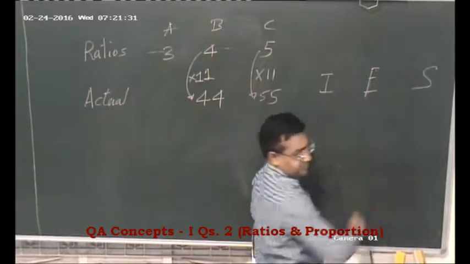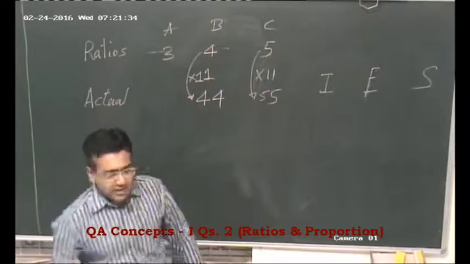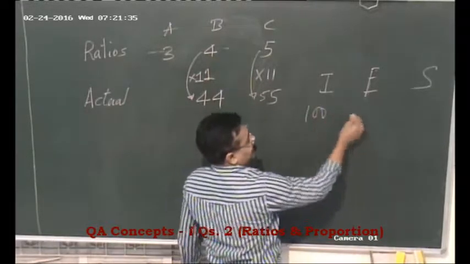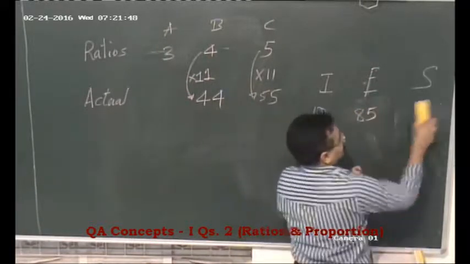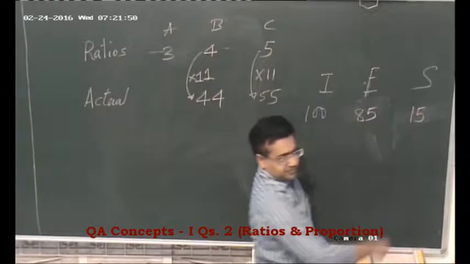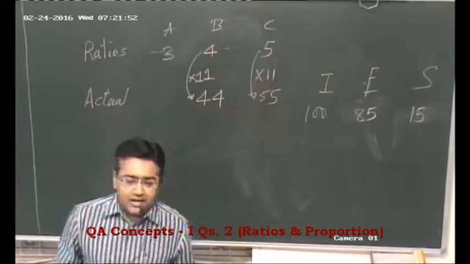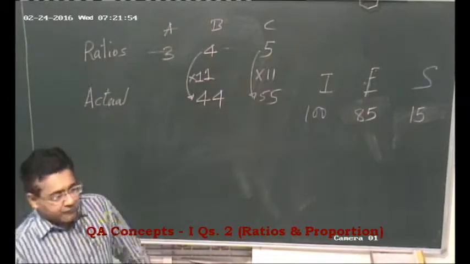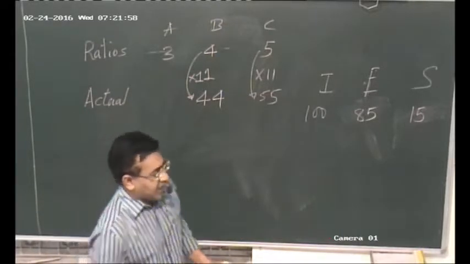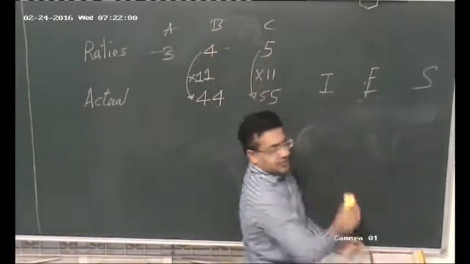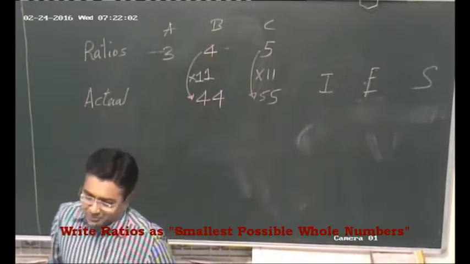Their ratio I know. Why? Because if this is 100%, and this is 85%, then saving is 15%. Right, so what I know is ratio. These are not real numbers. Of course, we should not be writing ratios like this. What should I write? I should write the smallest possible whole number ratio.